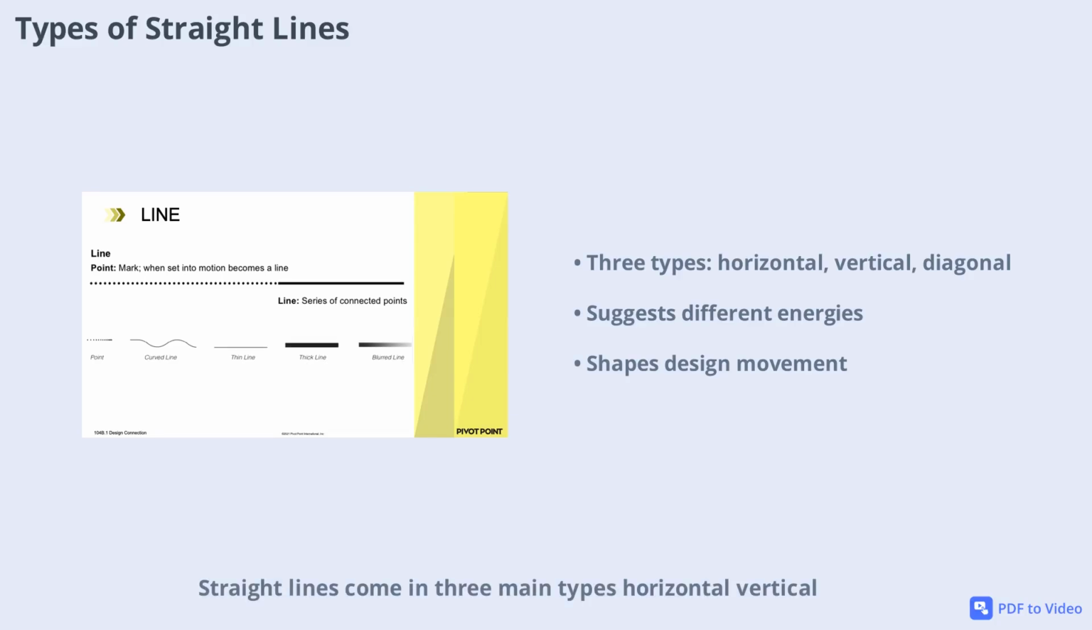Straight lines come in three main types: horizontal, vertical, and diagonal. Horizontal lines run parallel to the horizon, vertical lines are perpendicular, and diagonal lines fall somewhere in between, often suggesting motion. Each type of line brings a different energy and feeling to your designs.